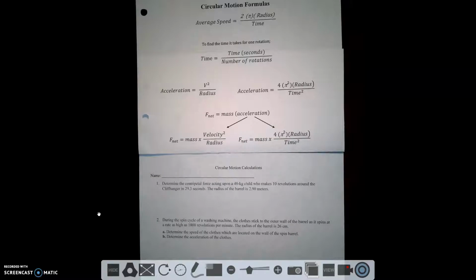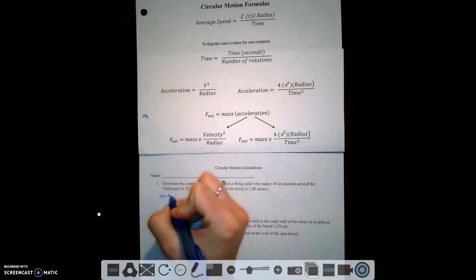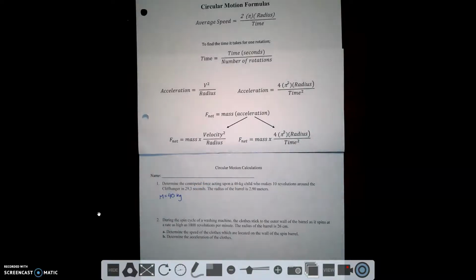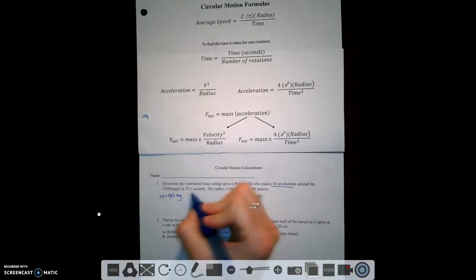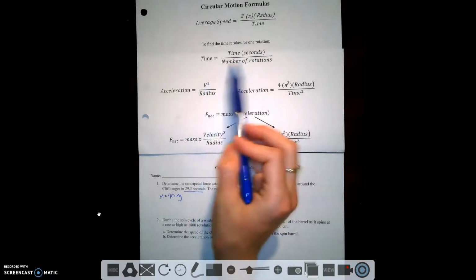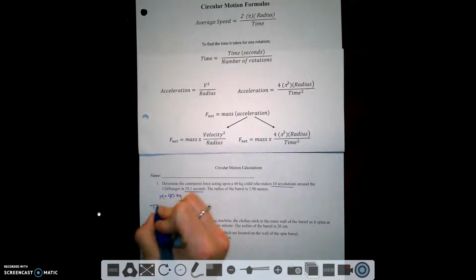The radius of the barrel is 2.9 meters. So again, when solving for this, my suggestion is to pull out everything that you're given. So the mass of the child would be that 40 kilograms. We have the 10 revolutions in 29.3 seconds. So that's how we're going to be finding our time. So they give us the number of rotations and then a time.